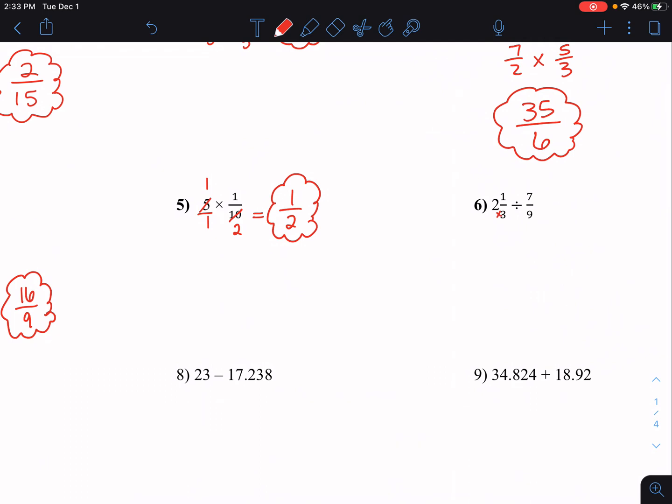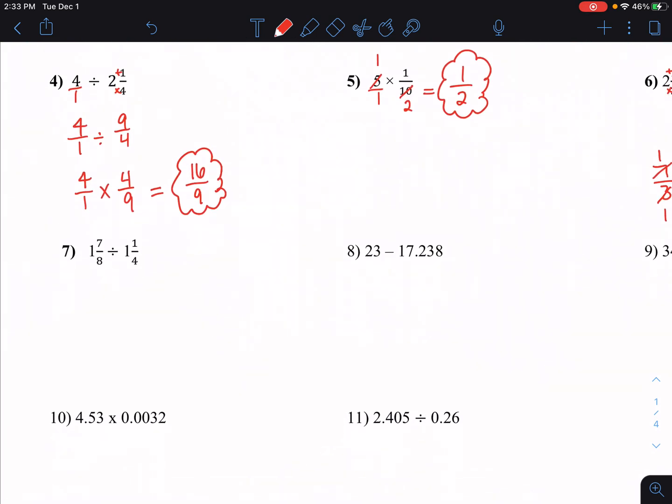Number 2, I'm going to rewrite my expression first. So this is going to be 7/3 divided by 7 over 9. I'm going to keep 7 over 3. I'm going to change it to multiplication and flip to 9 over 7. I can cross-cancel the 7s. I can cross-cancel the 3 with the 9. So that my answer is 3 over 1 or 3. I would accept both.